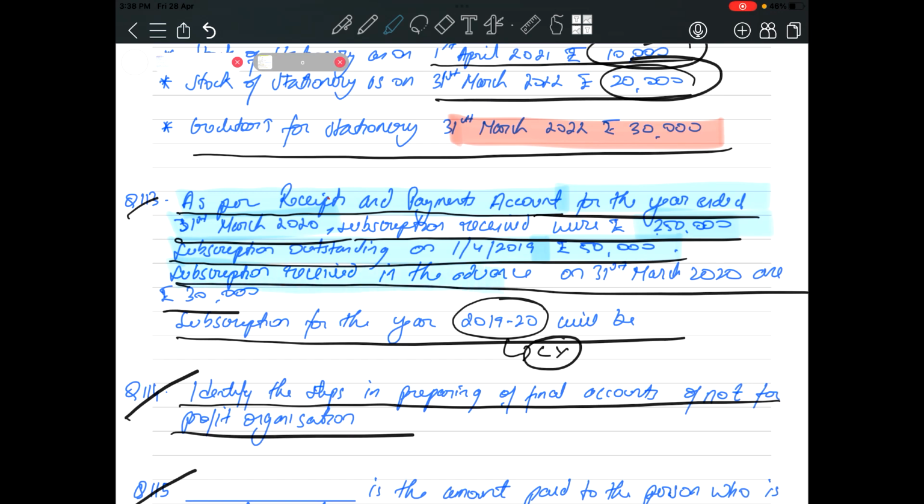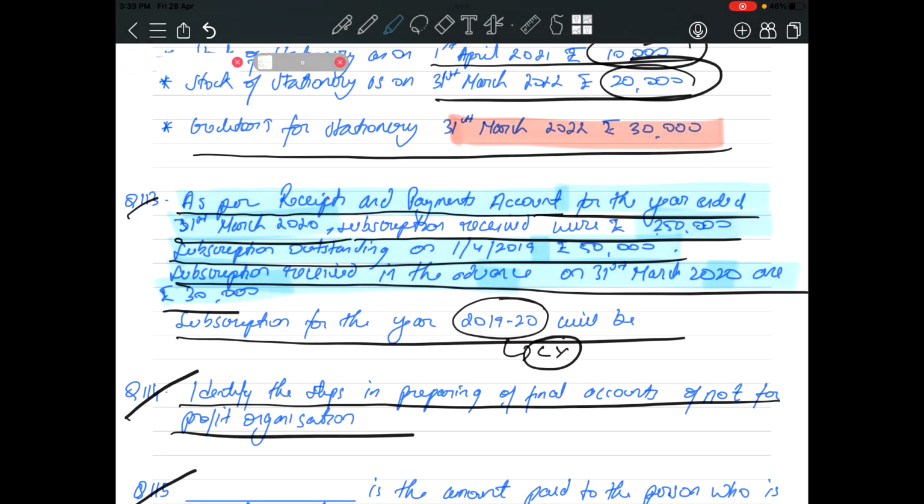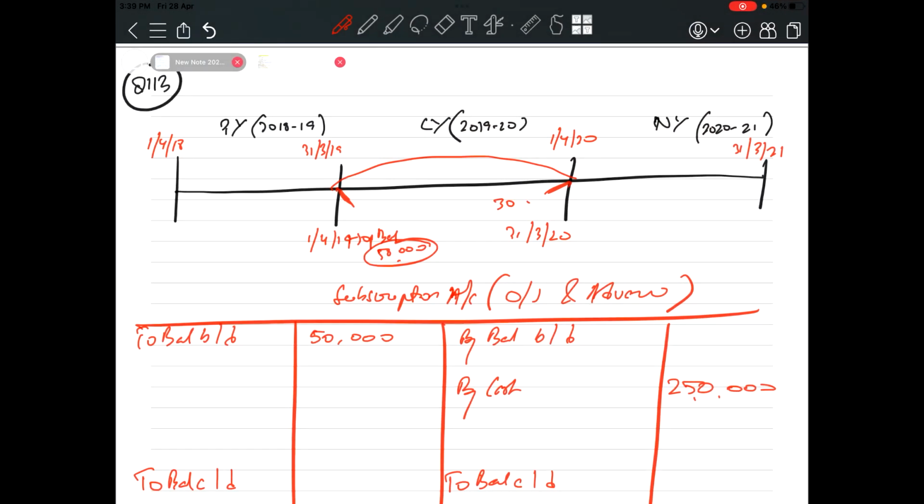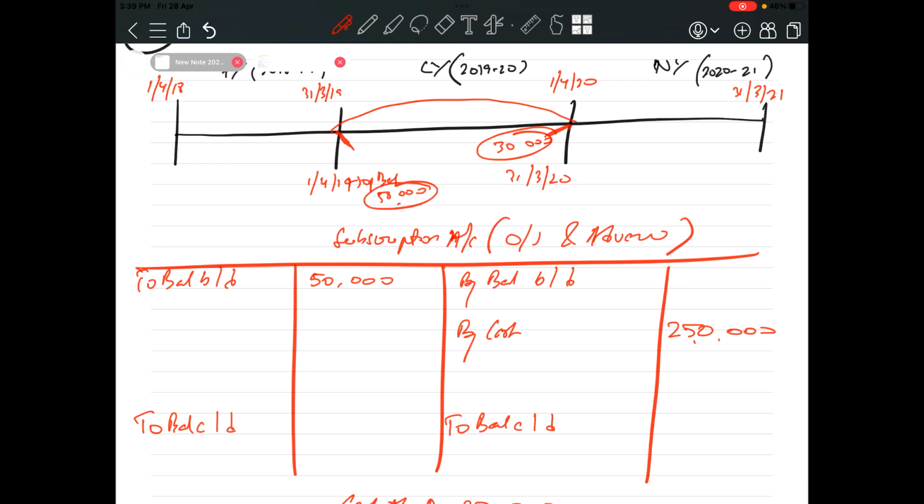Subscription received in advance on 31st March 2020 are 30,000. Now at this point we have received advance subscription, of how much? Of 30,000. So this advance subscription which I have received at the year end will be my liability, of the closing balance. So where will the liability of closing balance come? On the debit side here, 30,000. Is it clear?